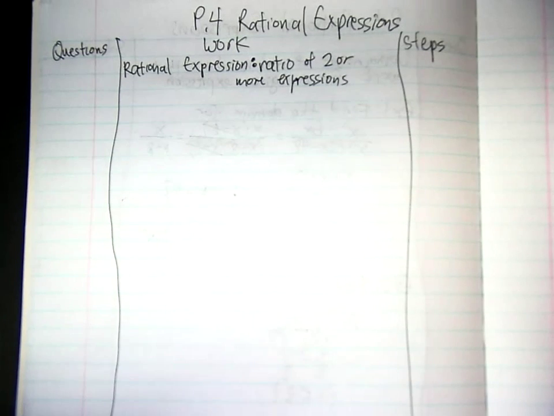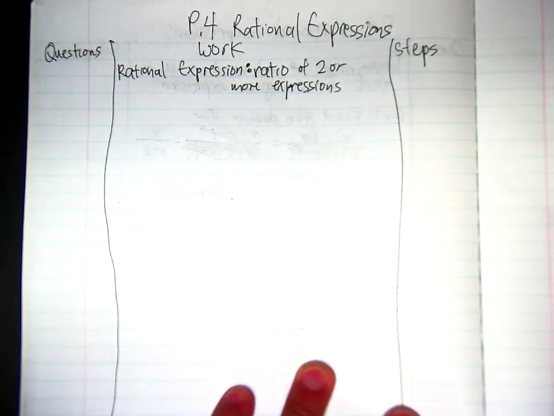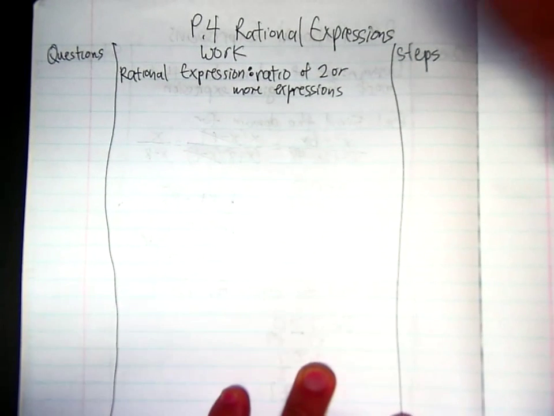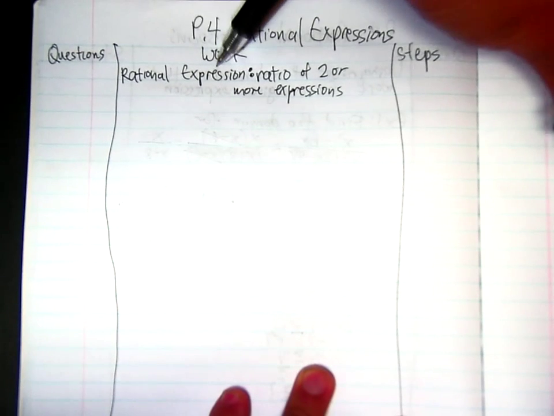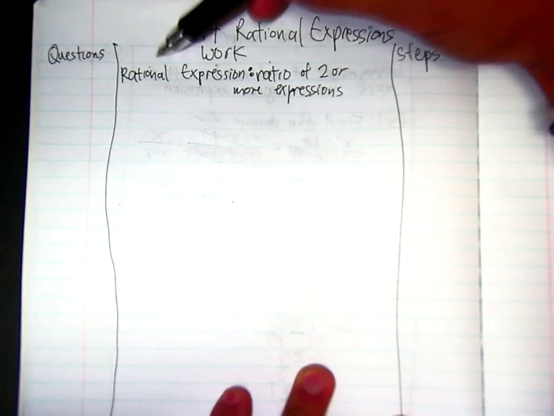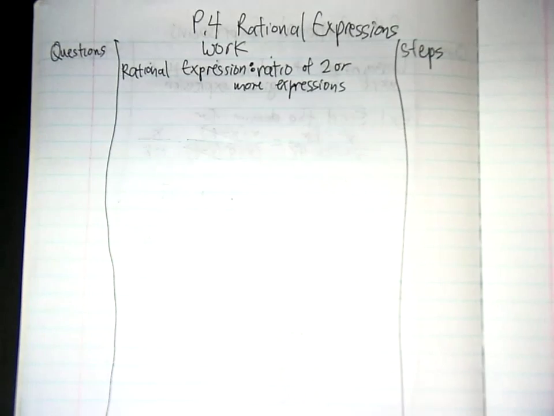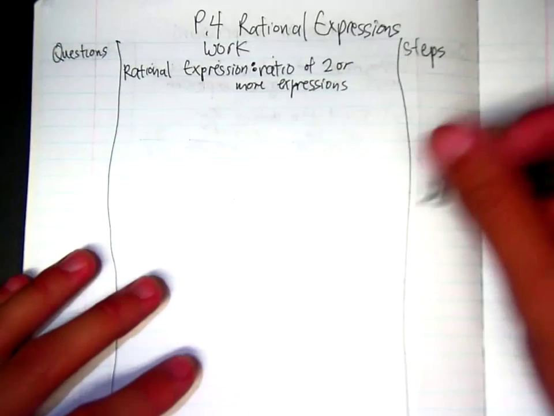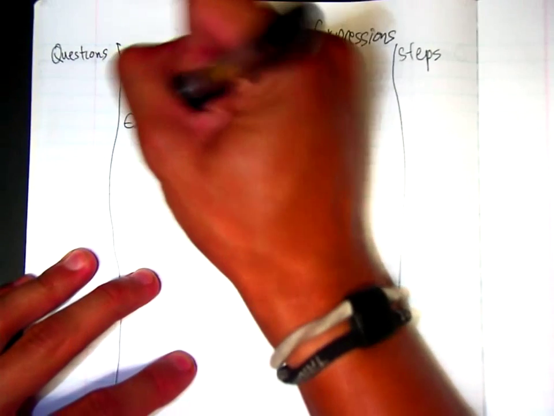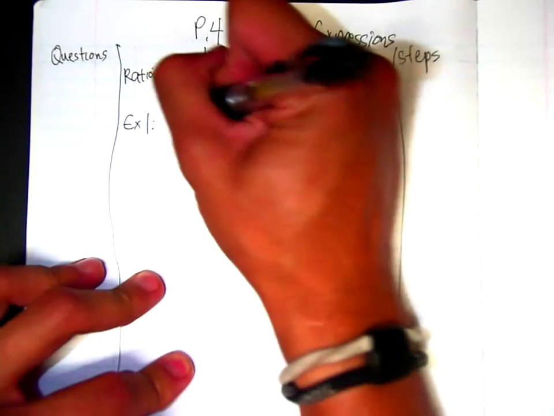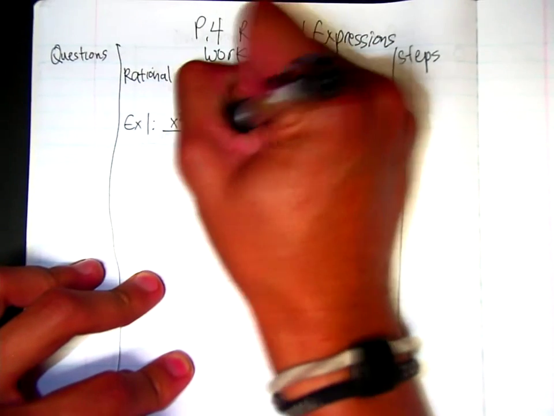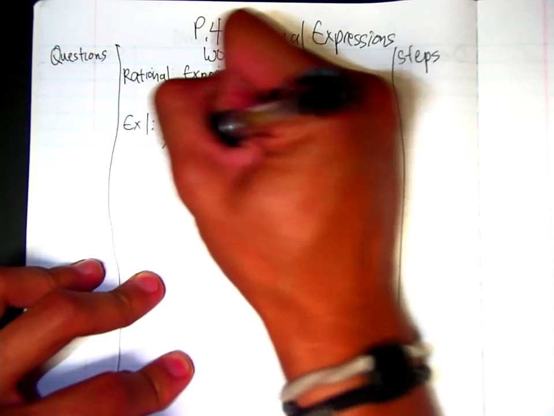Okay, welcome back to part 2 of P4, where we're actually going to simplify rational expressions. So before we start, I want to talk about what rational expressions mean. If you look at the words rational expression, it is a ratio of two or more expressions. So we've been working with a lot of expressions, so let me give you one. We'll do a simple rational expression to begin. Let's do x squared minus 4 over x cubed minus 8.